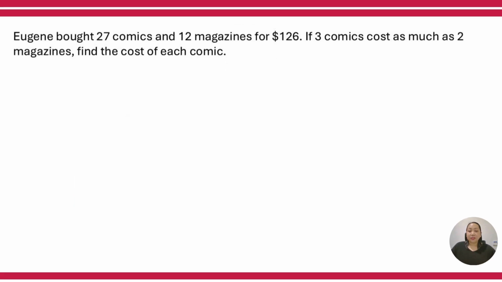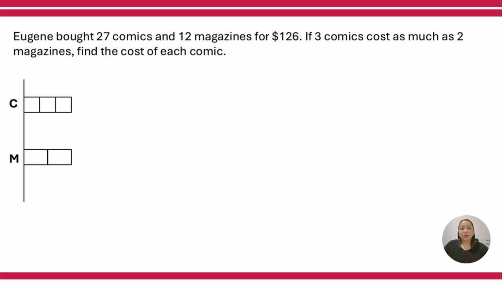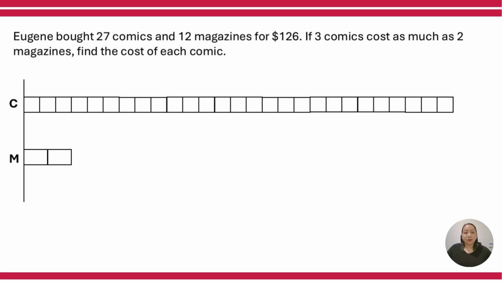Eugene bought 27 comics and 12 magazines for $126. If 3 comics cost as much as 2 magazines, find the cost of each comic. So we know that 3 comics cost as much as 2 magazines. So let me start by representing the comics using 3 units and the magazines using 2 units. This is just for me to emphasize that 3 comics cost as much as 2 magazines.